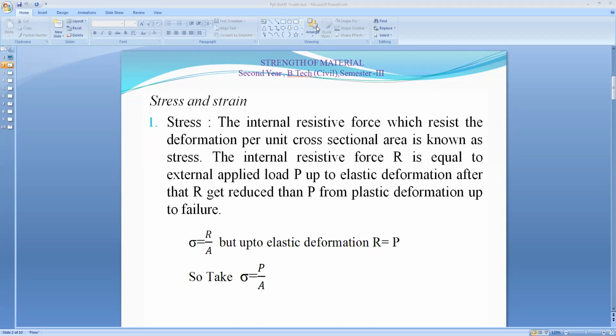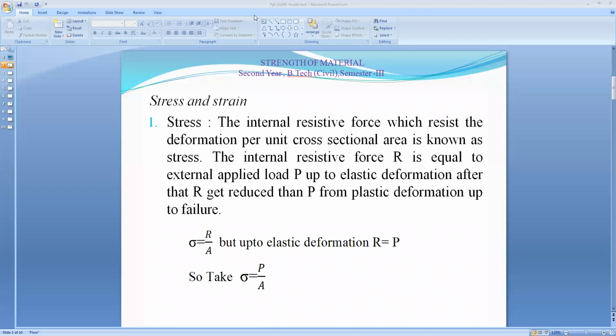Then let us go on to study the behavior of the material under the action of load. To understand the concept of behavior means elastic, plastic as well as elastoplastic behavior. Here we only consider the behavior up to a certain limit, up to the elastic limit.